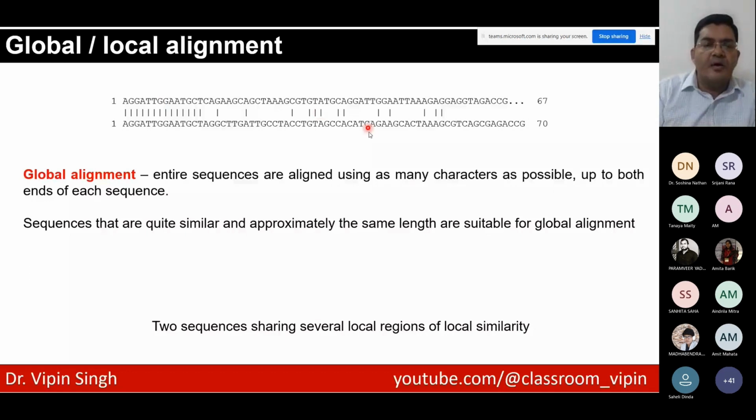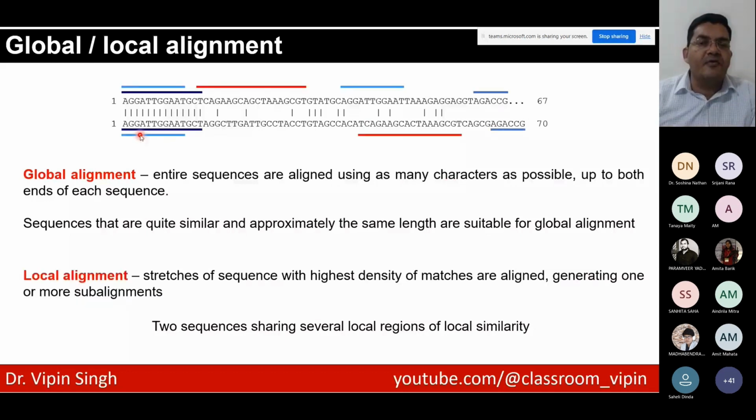For example, here you can look at this. This light blue and this light blue is the same sequence. This red and this red is the same sequence. This blue here is also the same sequence. This dark blue and this dark blue is also the same sequence. So this is what is local alignment, where you're looking at small stretches of similarity between two sequences.